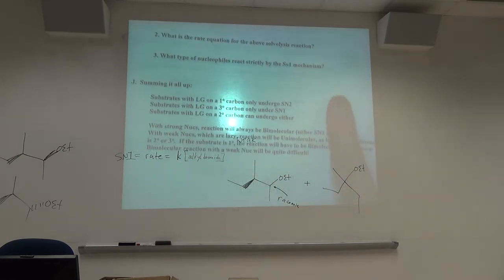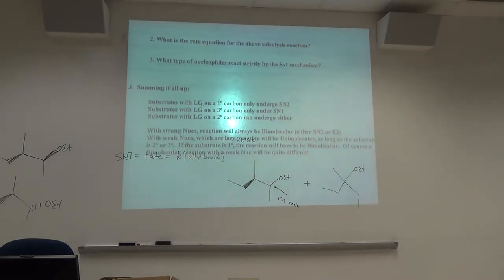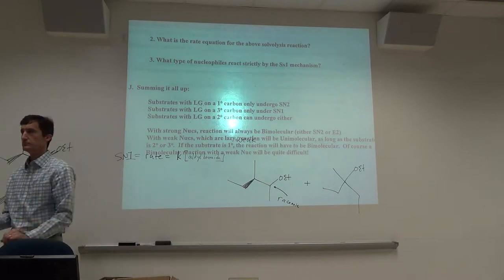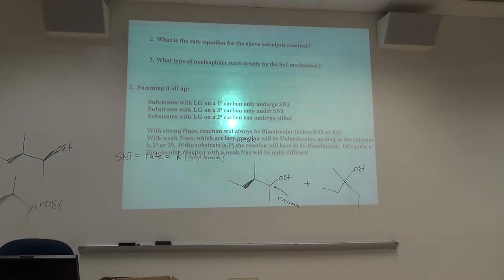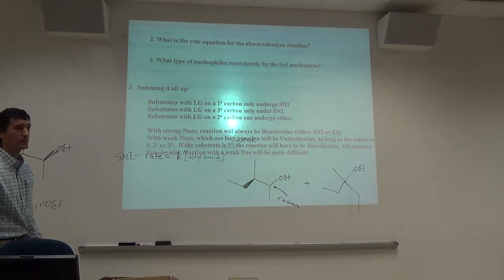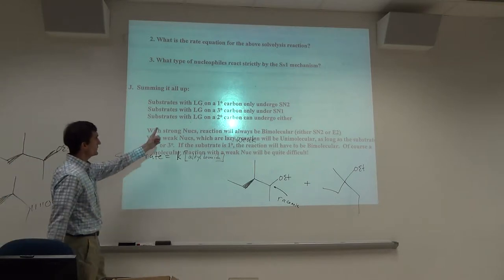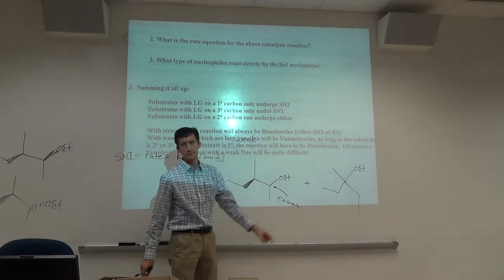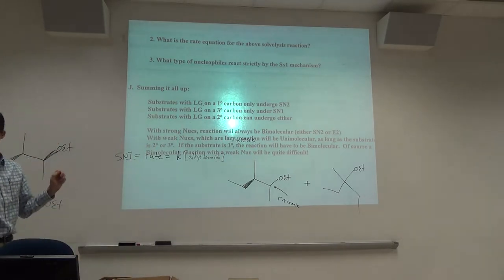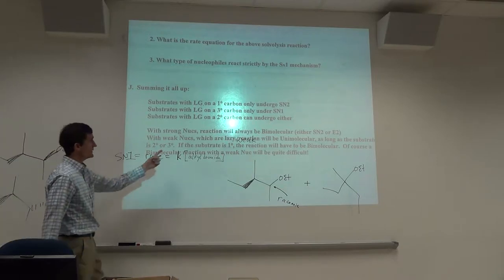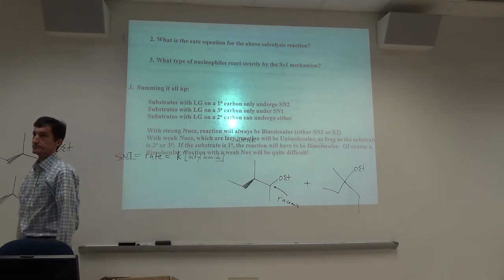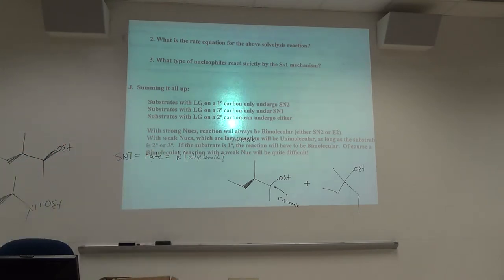Summing it all up. Substrates with leaving groups on primary carbons only undergo SN2. That's because you would never do SN1 for a primary carbon, because you would never make a carbocation on a primary carbon. Substrates with leaving groups on tertiary carbons only undergo SN1. That's because you would never do backside attack on a tertiary carbon, so you would never do SN2. Substrates with leaving groups on secondary carbons can undergo either. So if it's secondary, you're going to have to use other information to predict the mechanism.